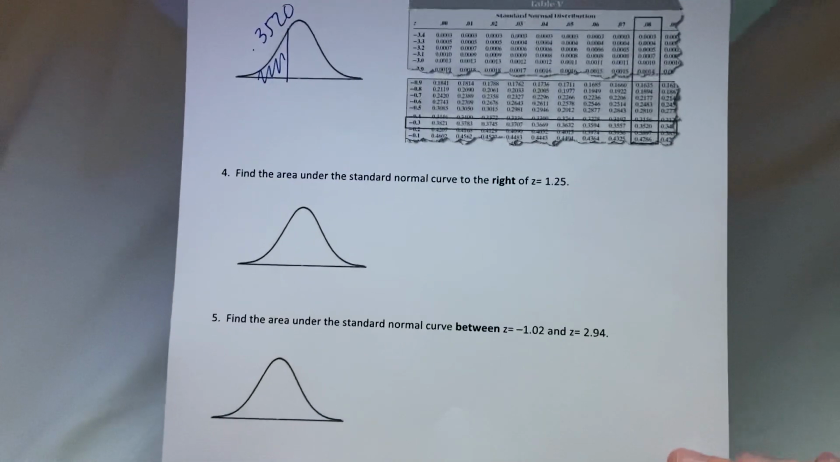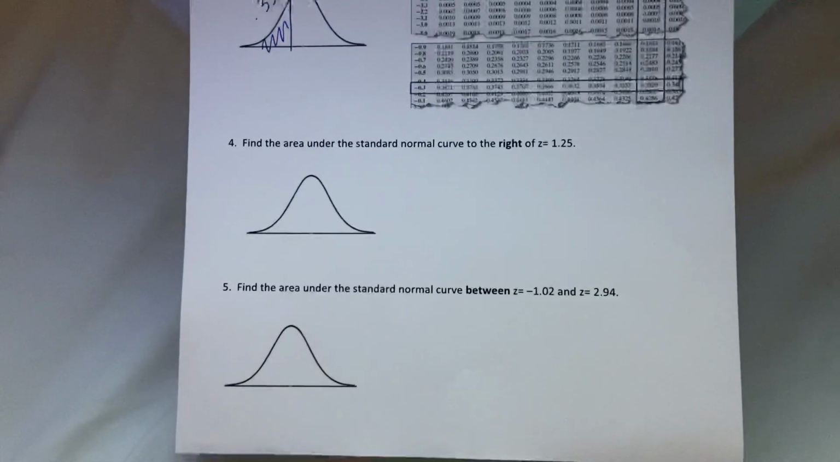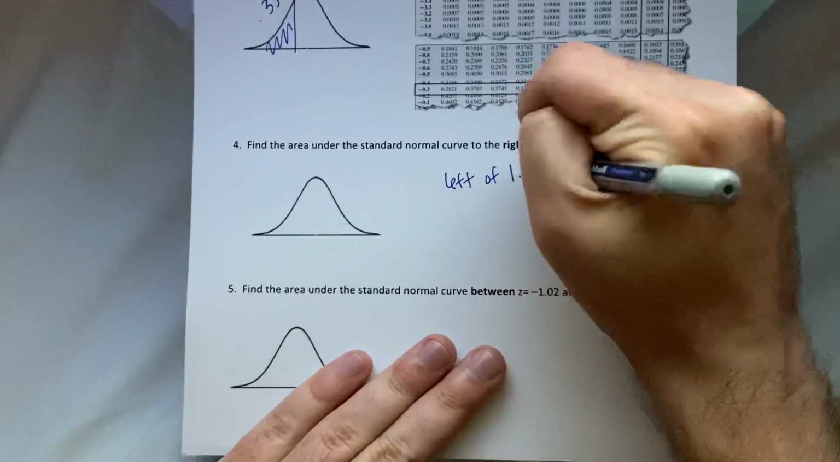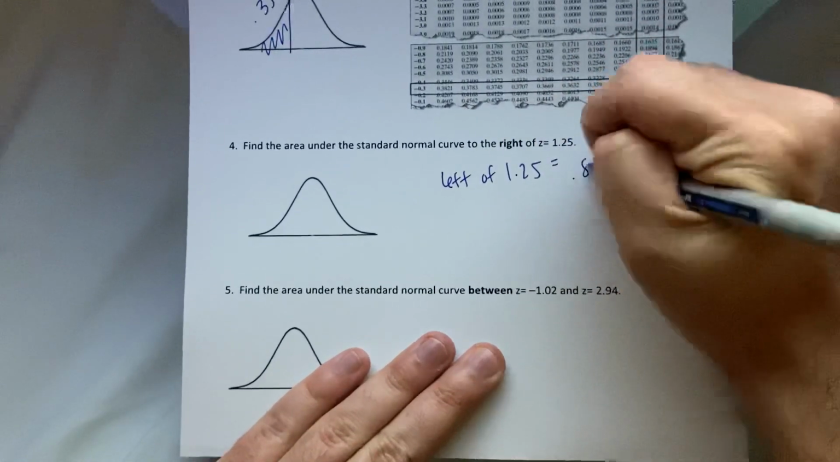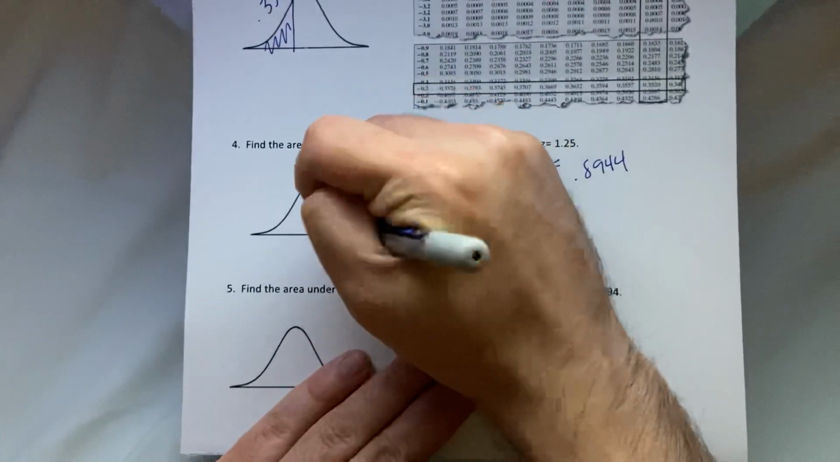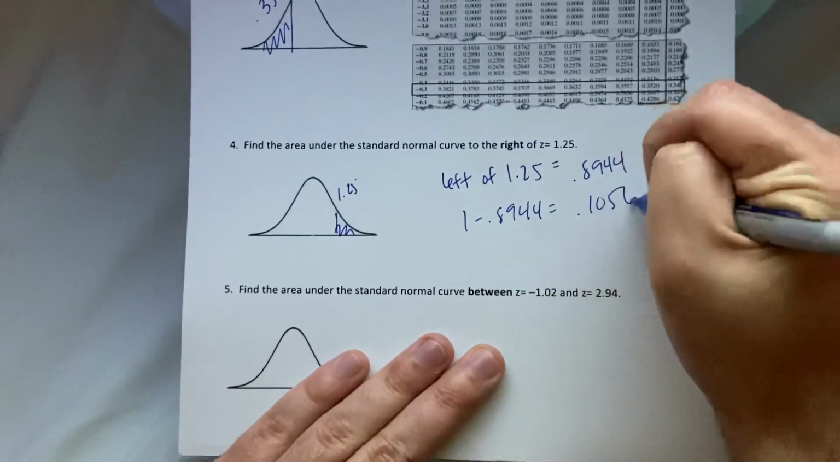Find the area under the normal curve to the right of z equals 1.25. So now I want you to either Google the z-score table, or you can go to Canvas and find the page which has this chart. The area to the right of z equals 1.25. Well, we know the area to the left of 1.25 is what we find in the chart, and that is 0.8944. We have to take the opposite of that, 1 minus 0.8944, which is 0.1056.